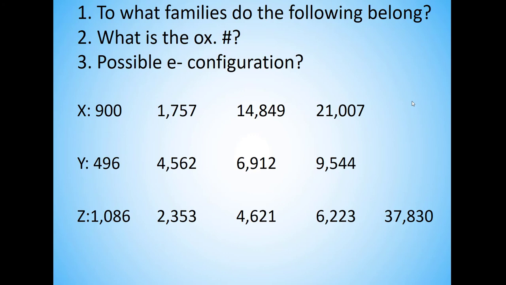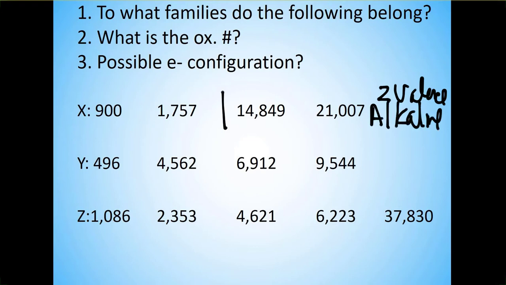So for element X this time, the big jump is right after removing the second electron. So this will have 2 valence electrons. Looking on the periodic table, this is an alkaline earth metal. The oxidation number for an alkaline earth metal would be +2, and it will end in s2.